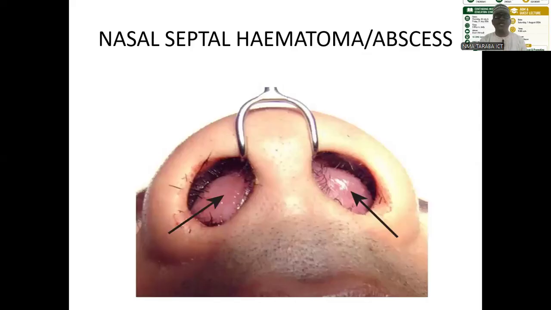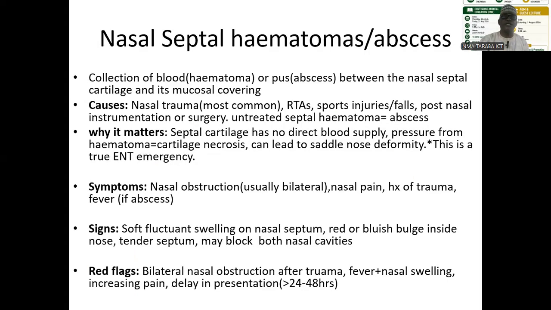Nasal septal hematoma is one of the conditions that this patient usually presents with. You can see this patient, look at the nasal cavity, and you see bulging from the septal aspect of the nose, from the medial wall of the nose. And this is actually an emergency. As I've mentioned, it is a collection of blood, hematoma, or pus, that is an abscess, between the nasal septal cartilage and its mucosal covering.